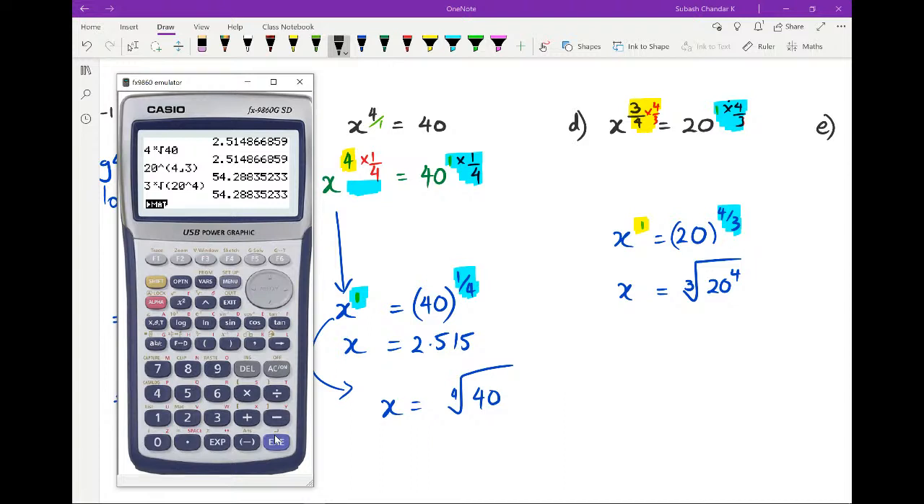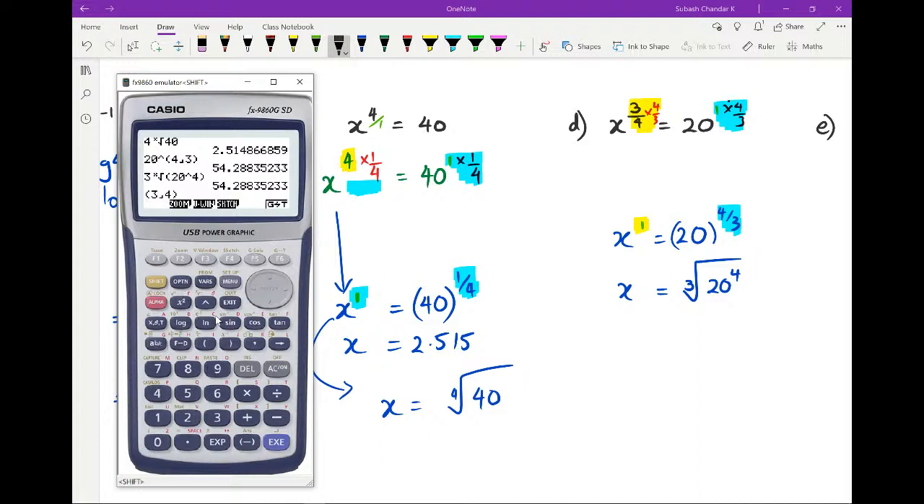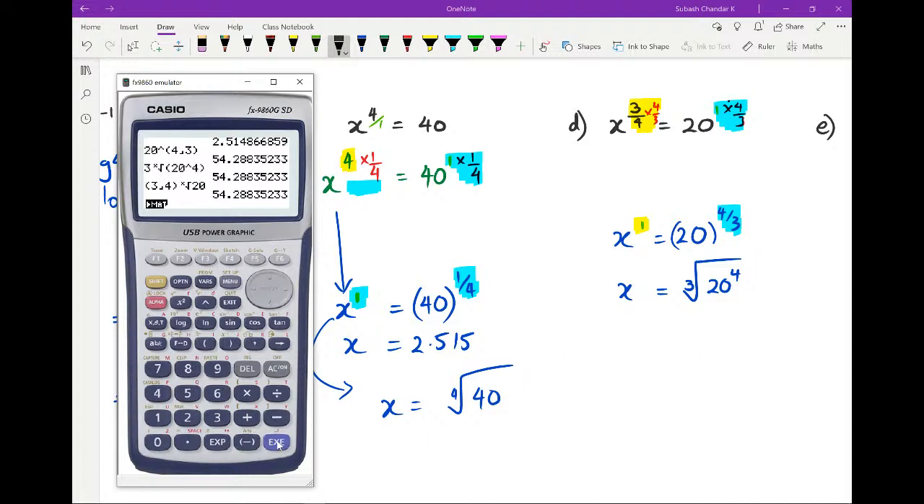Or can we do 3/4 rooted? 3/4 rooted. Let's try it, Tamsin. I've never tried that, but if you're going to do 3/4, just make sure you put 3/4 in a bracket. So I'm going to put 3/4, shift that, 20. There you go. That works too.